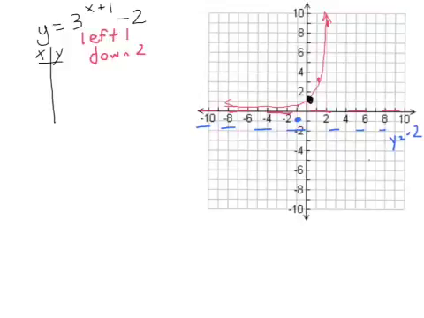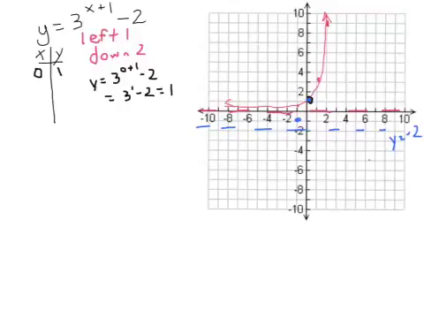Now, to help us out a little bit, I'm going to reinforce the idea of plotting points. So I'm going to fill in 0 for x, and if I did that, I'd have y equals 3 to the 0 plus 1, minus 2. That is 3 to the first minus 2, which is 3 minus 2, or 1. So I end up with 1. Okay? So the ordered pair (0, 1) is a point on this graph.